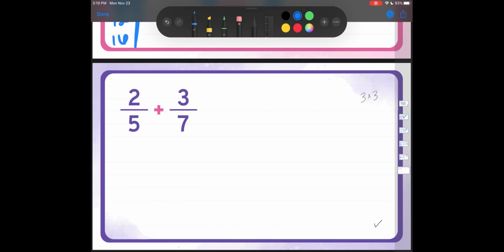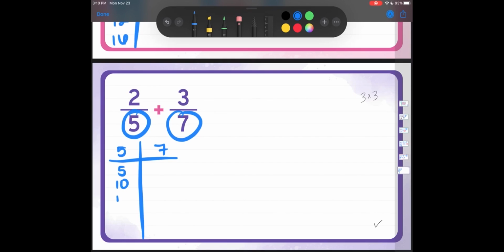All right, last question. We have 2/5 plus 3/7. 2/5 plus 3/7. So, y'all know the drill by now. 5 and 7, those are different denominators, right? So we need to find their least common denominator. In order to do that, I've got to list the multiples for 5, the multiples for 7, and figure out what is the first one that they both share.